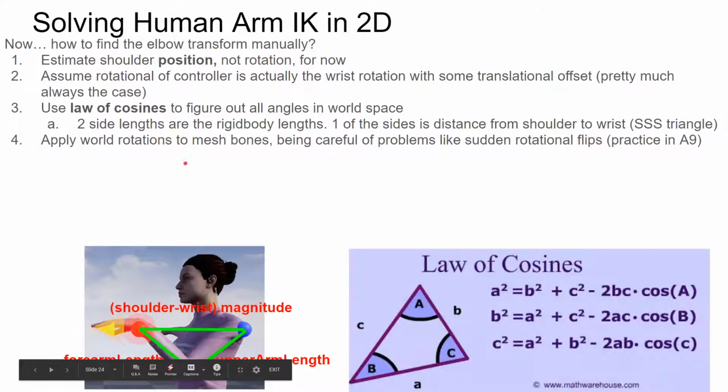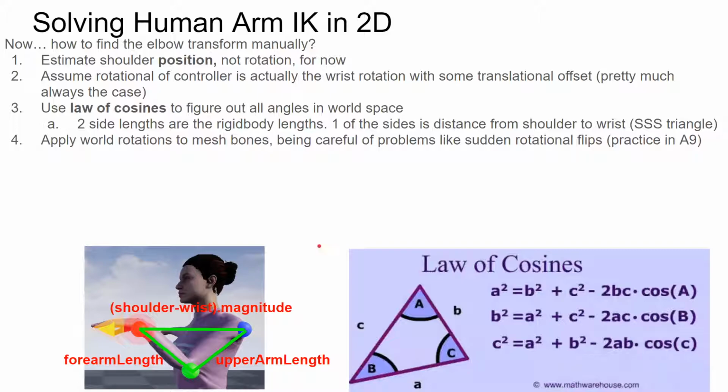Then once you figure out the angles, and you merge the angles into rotations somehow, you can apply them to the mesh bones. Different meshes might have different rotations. For example, what it means for this character to rotate their shoulder such that their palm is up might be defined differently than some other mesh that's not from Mixamo.